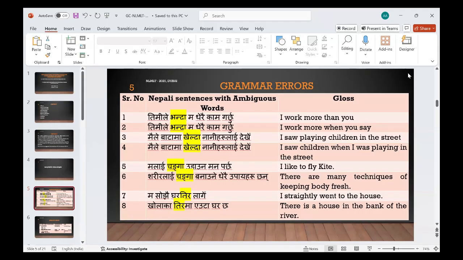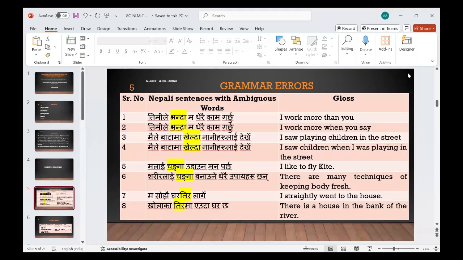It means I work more when you say so. So it highly depends upon a single matra. If a user makes a mistake in a matra, then the entire meaning will be different. These sentences are kept for your visualization, so that the complexity of the language can be analyzed.